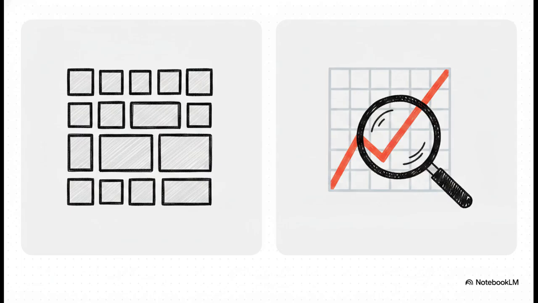SDTM is just an objective record of what was actually collected. Its whole job is to organize. ADaM, on the other hand, represents what the data actually means. It analyzes the data to prove if the drug actually works.